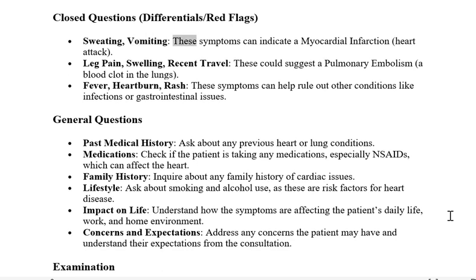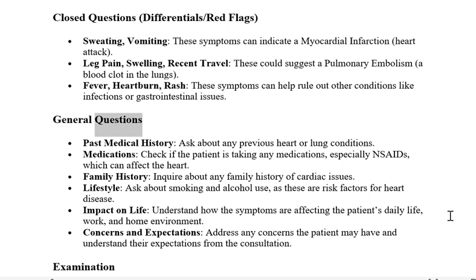Sweating, vomiting, these symptoms can indicate a myocardial infarction, heart attack. Leg pain, swelling, recent travel, these could suggest a pulmonary embolism, a blood clot in the lungs. Fever, heartburn, rash, these symptoms can help rule out other conditions like infections or gastrointestinal issues.